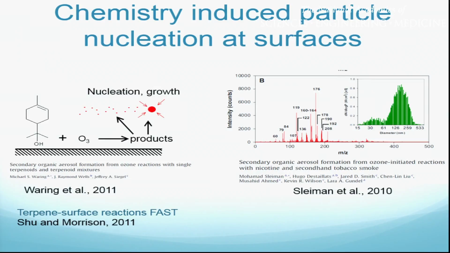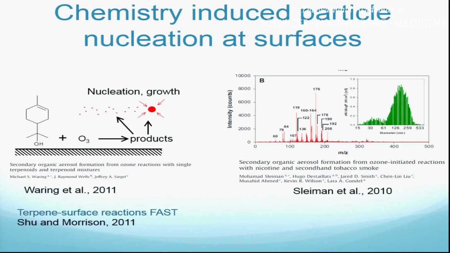This is fascinating. Ozone can react with compounds that are adsorbed to surfaces, or just on surfaces, and generate products that leap from the surface and somehow nucleate new particles. This is really fascinating because this is a paper by Waring that showed this with terpineol. This is a paper from Sleeman that showed that this reaction can take place with nicotine and generate a distribution of nucleated particles above the surface. And these reactions can be very, very fast, much faster than in the gas phase, or what you would anticipate happening in the gas phase.